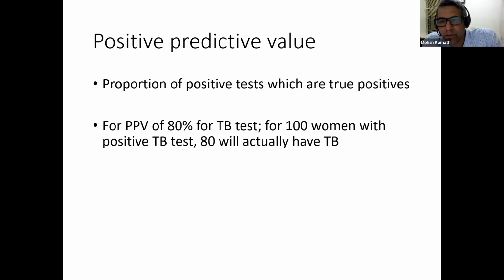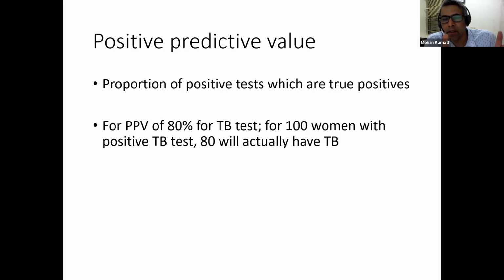Proportion of positive tests which are true positives. That's the statistical way of putting it. But let me put it in an easier way. So let's say if a PPV for a TB test is 80%, that means that of 100 women who tested positive with that TB test, actually 80 had the disease. I hope this is the reverse of what we were doing for sensitivity and specificity.